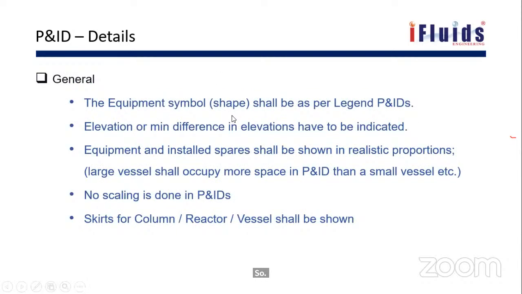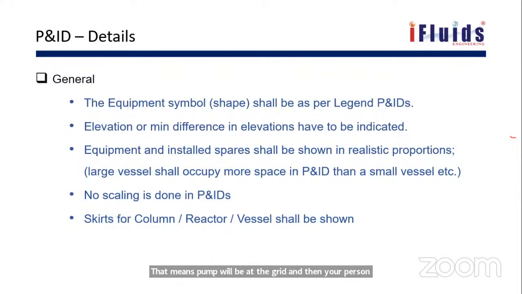And then general equipment symbol shape shall be as per the P&ID legends. And the minimum difference in elevation has to be indicated. For example, if you are showing a pump, the pump should have a minimum elevation. Based on the pump calculation, you will know the pump elevation, that is, what elevation is required from the vessel. That means the pump will be at grade and the vessel will have some elevation, as considered in the base calculation. You need to mention those things so that the other disciplines will not assume their own and proceed. They will stick to that particular number. So this is the importance of mentioning the elevation in the P&ID.